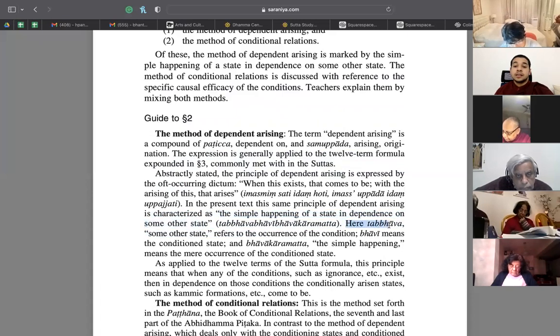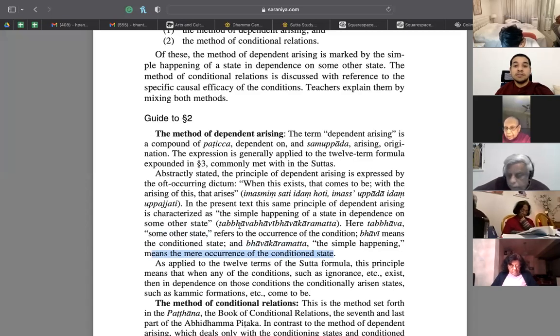Here, 'some other state' refers to the occurrence of the condition. Bhavi means the conditioned state. And bhavakaramatta, the simple happening. Bhavakaramatta, the simple happening, means the mere occurrence of a conditioned state.